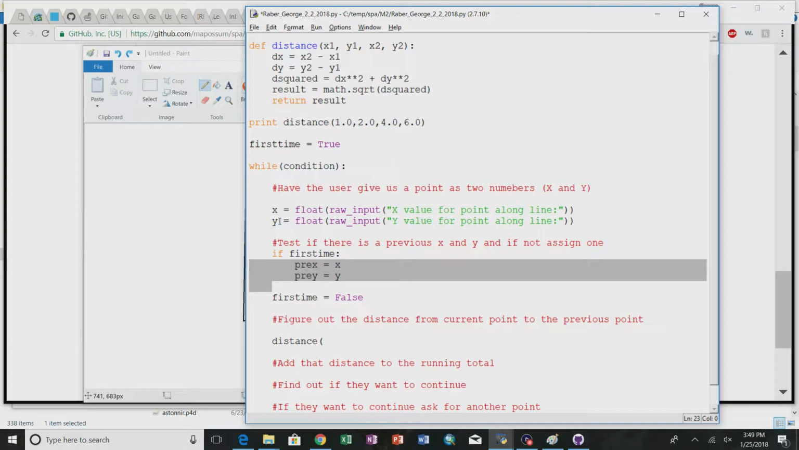But anyway, the first time through, the values of previous x and previous y are just going to be the same, so that when it calculates the distance, what's the distance going to be? What's the distance between two points that are exactly the same point? Yeah, exactly.